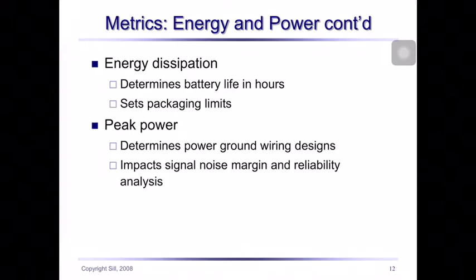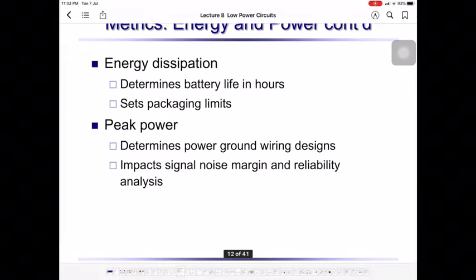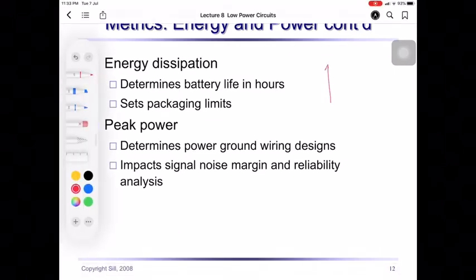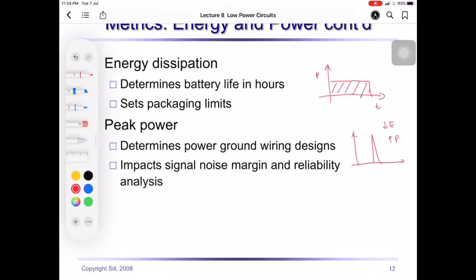Energy dissipation is also described in the form of a graph. If you have power versus time, this is the energy dissipation, but peak power is the peak value. You can have a small energy, low energy but high instantaneous power, and this is known as the peak power.